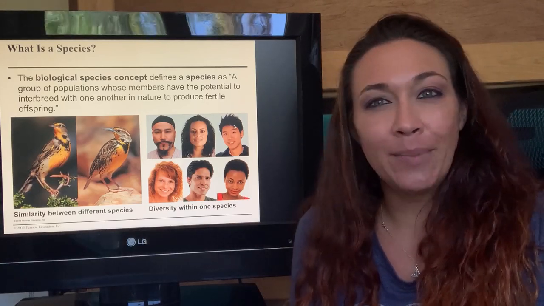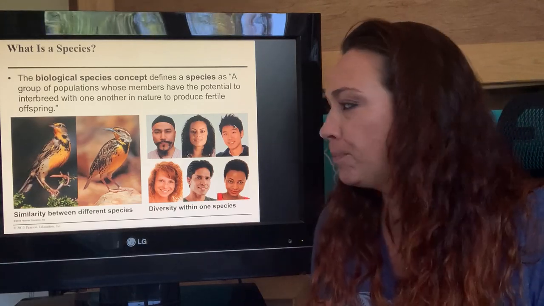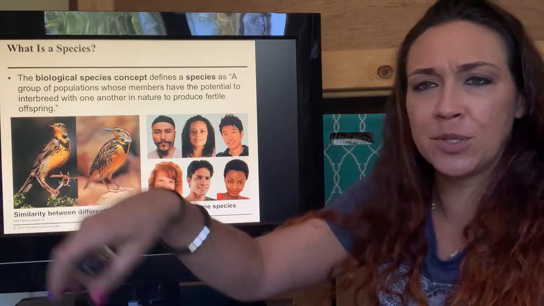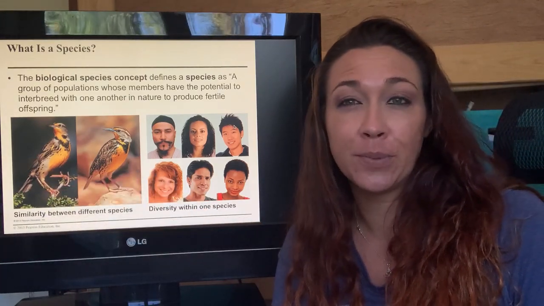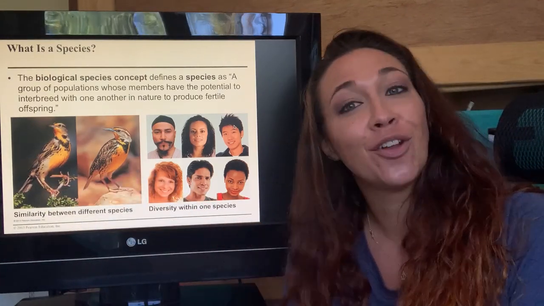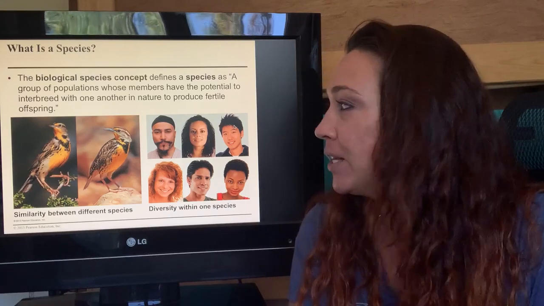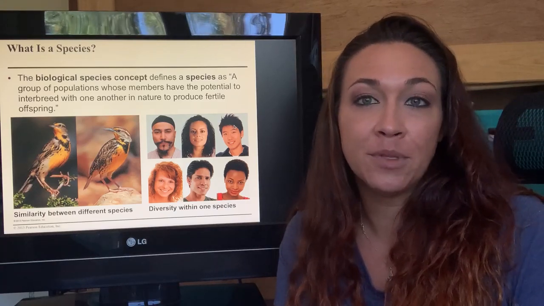However, you can also have similarities between two species. So in this case, we have two different bird species right here. And you're like, wait, those are the same birds. They're not. Just because they look alike doesn't actually make them the same species.